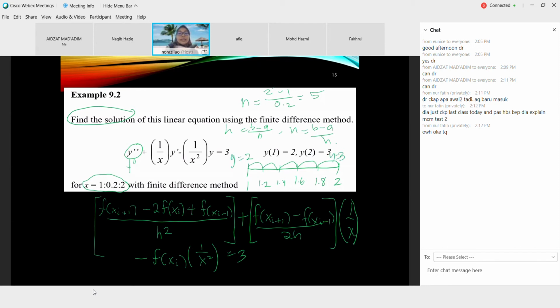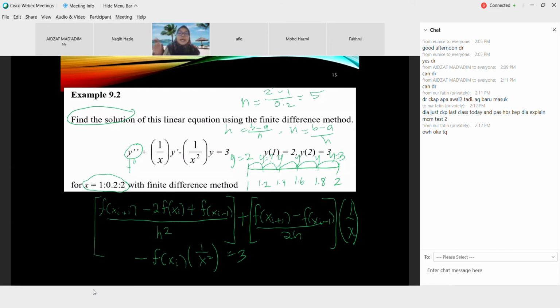Okay, so now what is the value for y at 1.2? What is the y value at 1.4? And what is the y value at 1.6? And then what is the value for y at 1.8? That is a big question now. Okay, big question. So you need to solve this as SLE. So in order to solve BVP, you must use chapter 6, finite difference method, and chapter number 3, simultaneous linear equation.